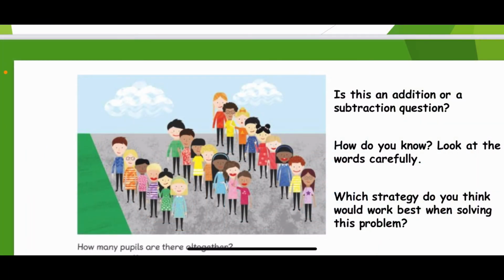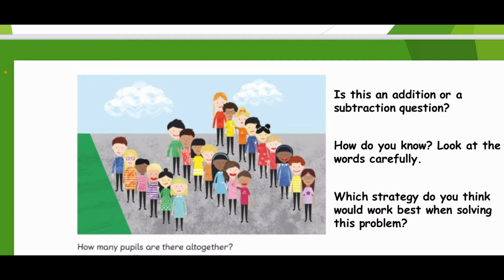So let's have a look at this problem here. Is this an addition or a subtraction question? How can we work this out? We need to look at the question carefully and look at the words that are used in the question. It says, how many pupils are there altogether? Which word in that word problem tells us which operation we need to use? Are we going to use addition or subtraction? That's right, the word altogether is related to addition problems, so we need to do an addition.